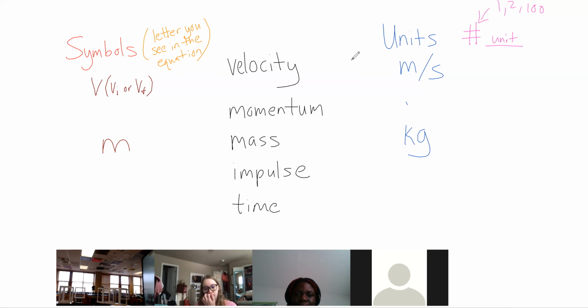All right. Reagan, can you give me something? We've done mass, we've done velocity, so you've got momentum, impulse, and time.